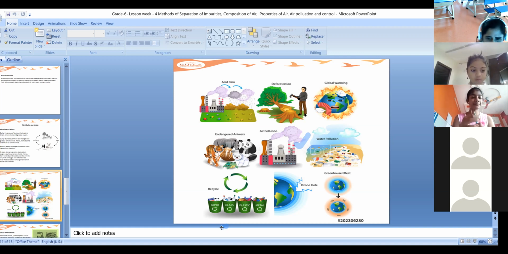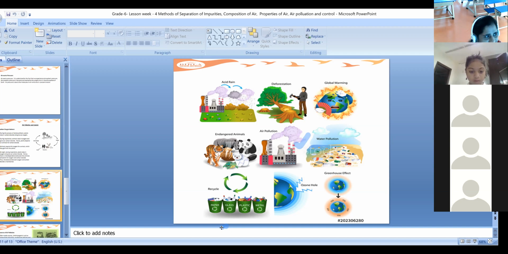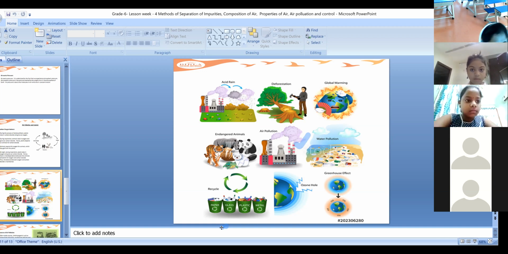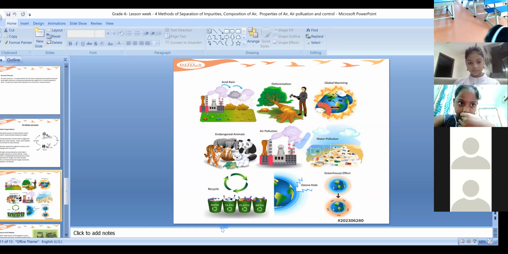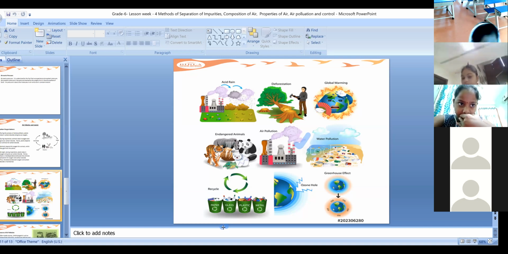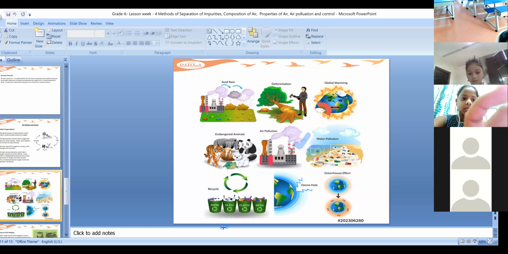You have missed one point. It combines with the water vapor. This acidic smoke from the industries combines with the water vapor which comes from oceans and seas. So it combines with this water vapor and it forms clouds. Then when these clouds fall in the form of rain, it will be acid rain. It is very dangerous for crops.